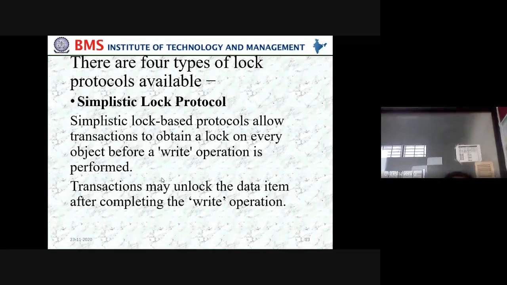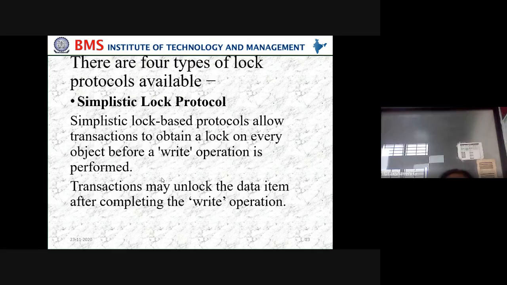First is the simplicity lock protocol. What this implicit lock protocol will be doing is allowing the transaction to lock an object before a write operation is performed. So, if you want to change something, you want to edit your notes, then we use an implicit lock. A transaction may unlock the data item after completing the write operation.